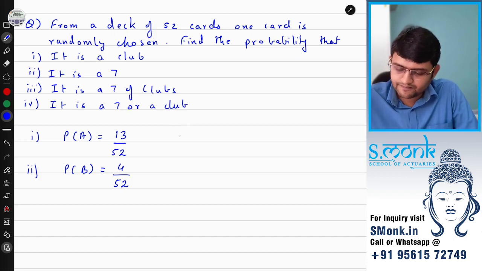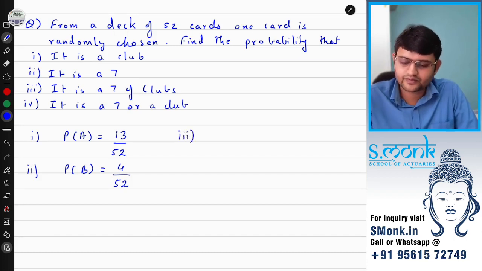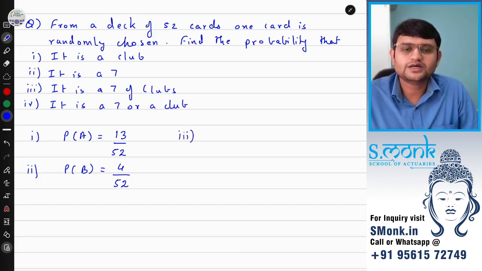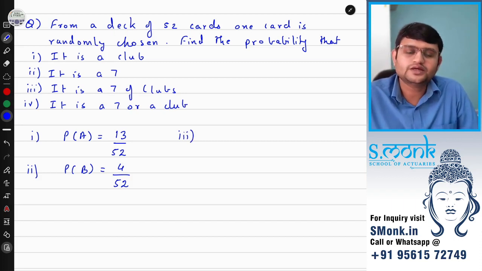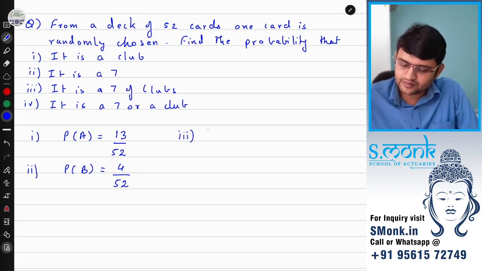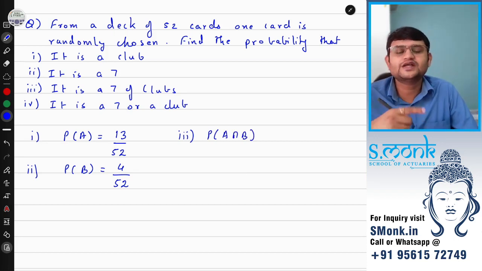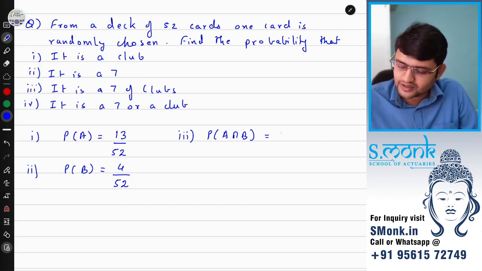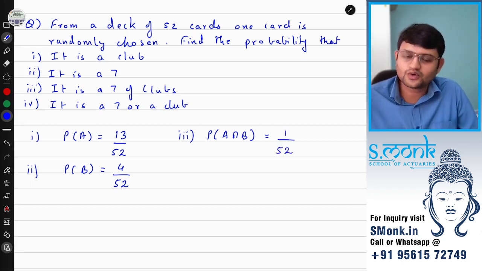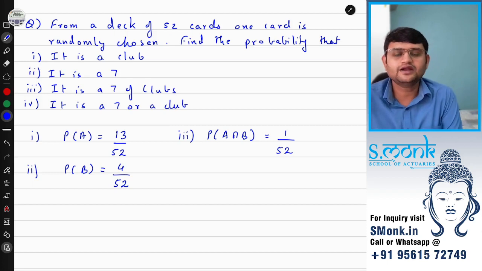Third, it is a 7 of clubs. Now, out of the whole 52 cards, there is only one card that is going to be the 7 of clubs. And we'll say it is A intersection B because it is a 7 as well as a club. We have only one card out of the whole 52 that is a 7 and a club.